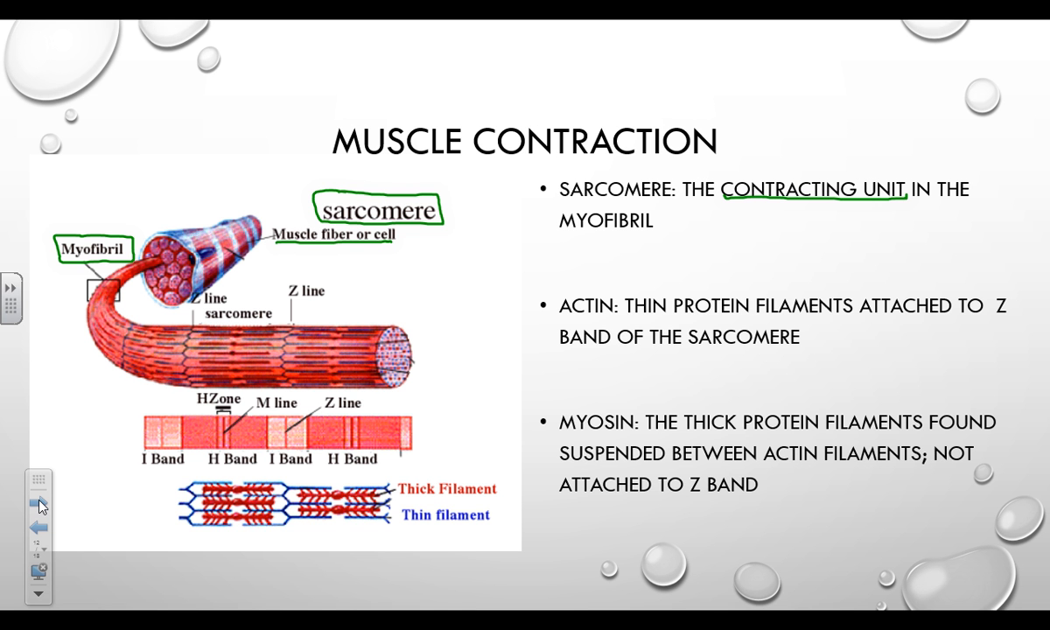So a sarcomere is the contracting unit. For you to identify a sarcomere, you need to find these zigzaggy lines here, which are called the Z line or the Z band. Kind of depends who's talking here. Notice that they're zigzaggy. They kind of look like the letter Z. Makes sense that we gave it that name.